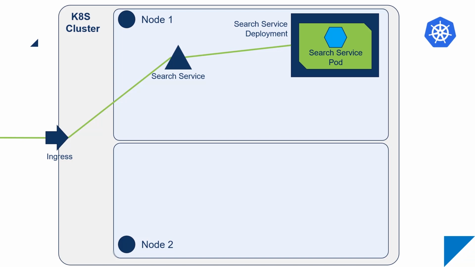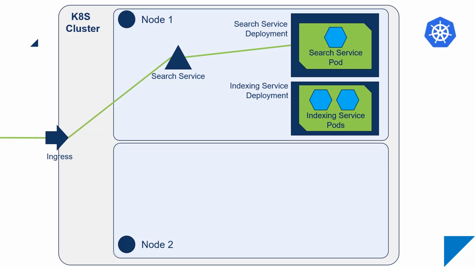Okay. Of course, I can also have a deployment, in this case an indexing service, which has multiple pods, so I scaled it out. But it doesn't have a service. It is just running, and it's a background process that indexes some stuff. You don't always need to have a service. Okay, so this is just a worker process which doesn't have an API or something like that.